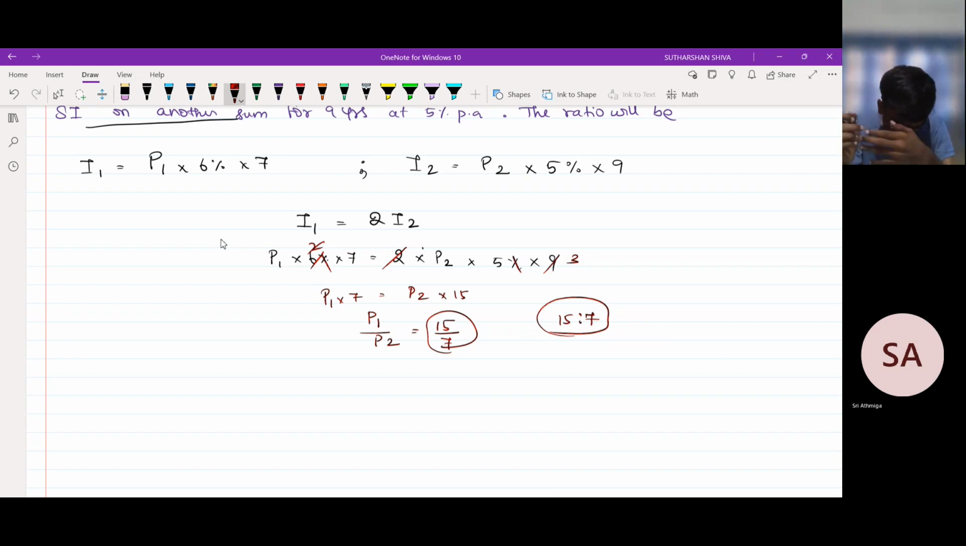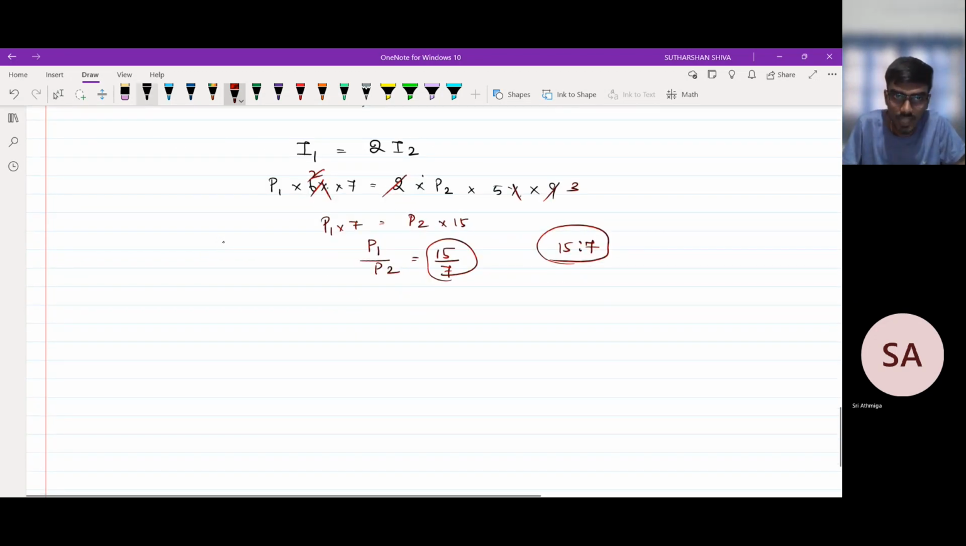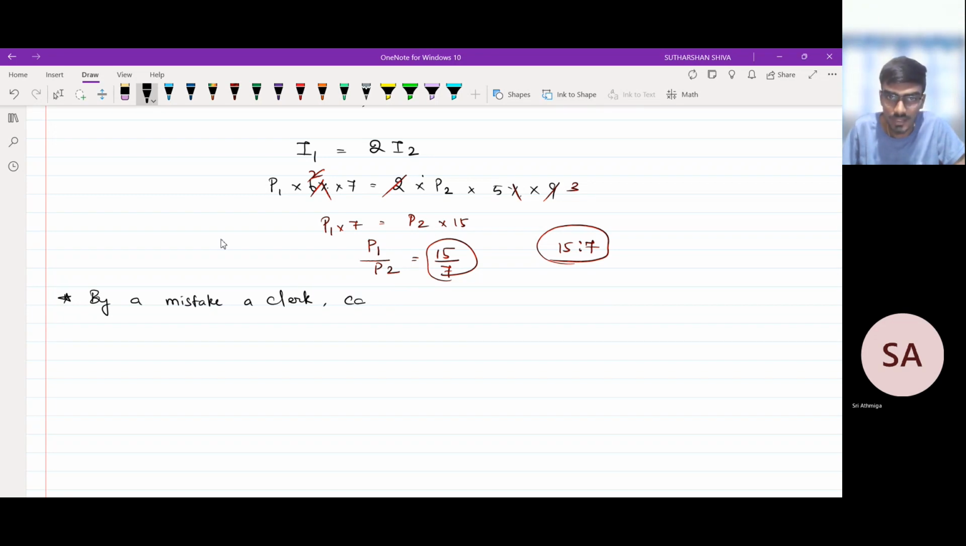Is it easy? Shall we move on to the next one? Yes, sir. Good. 2 to 3 more sums to go. After this, the simple interest topic will be over in just half an hour. Now, a clerk has made a mistake. Clerks are always like this, making clerical errors.